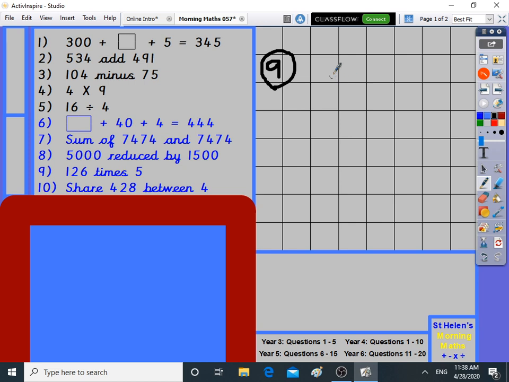2 methods for number 9. I'm going to do grid and standard method for multiplication for times. 126 times 5. This is the word version of the symbol times, isn't it? Times. So, grid method first. To get my little X in the corner.